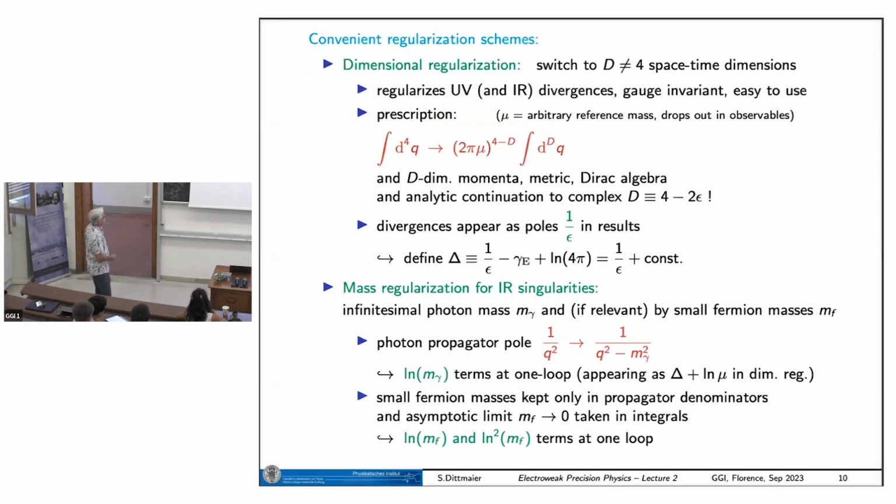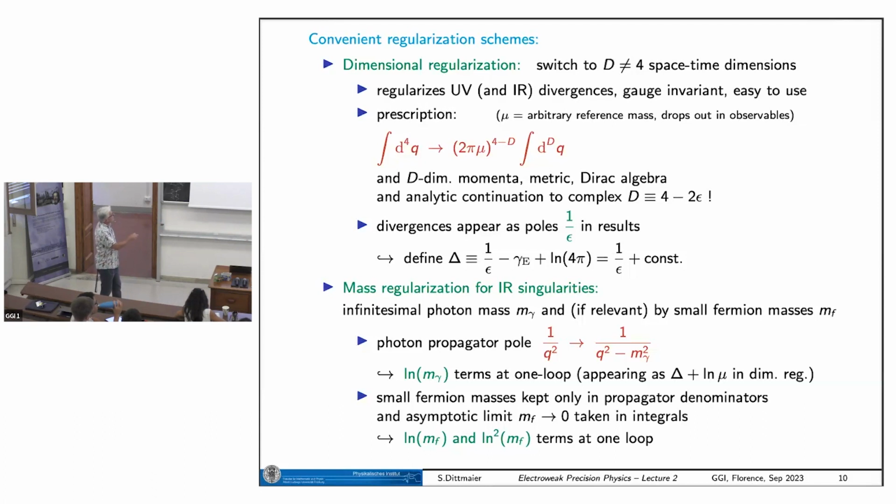Regularization still is our main theme. What we do is dimensional regularization, because it's so easy if you know what to do, and it preserves in particular also our gauge invariant structure of the theory. And you can use it to regularize ultraviolet and infrared divergences, as I said, in a gauge invariant way, and it's easy to use.